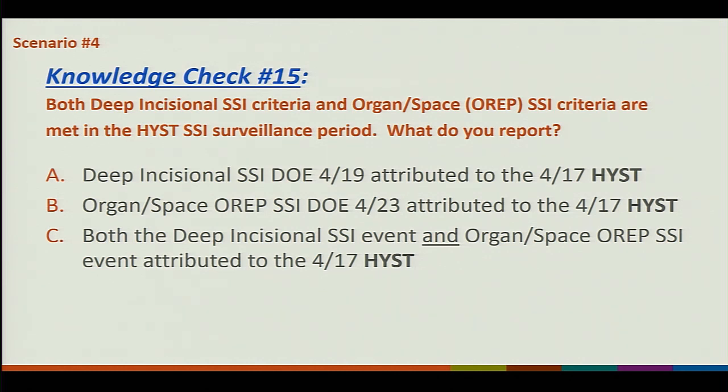So we know that both deep incisional SSI criteria and organ space OREP SSI criteria are met during this HYST surveillance period. So what do you end up reporting to NHSN? Is this a deep incisional SSI with a date of event of 419 attributed to your 417 HYST? An organ space OREP SSI with a date of event of 423 attributed to your 417 HYST? Or do we report both of these SSI events to NHSN?